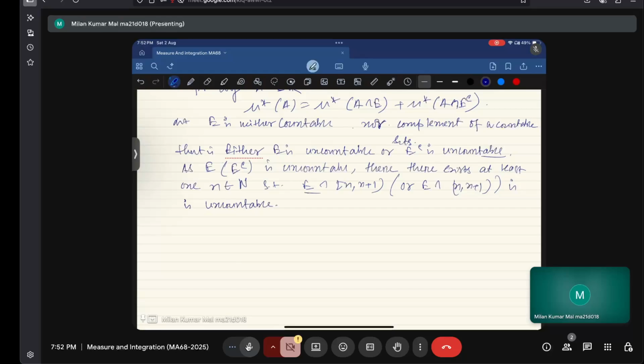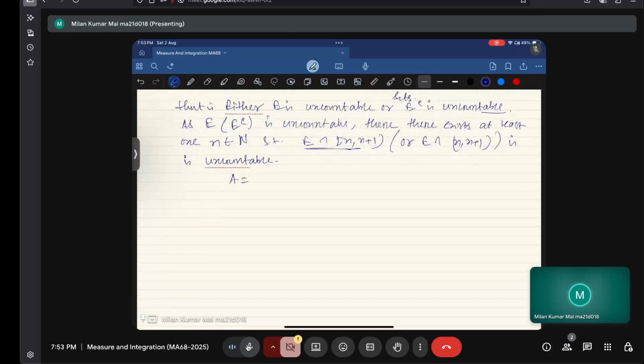So this is uncountable. This is uncountable. So let's consider E equals A, the closed interval n to n plus 1. Then mu star of A is equal to 1, because this is not empty and not countable. So that's why this is exactly 1. And E intersection n to n plus 1 is also uncountable.